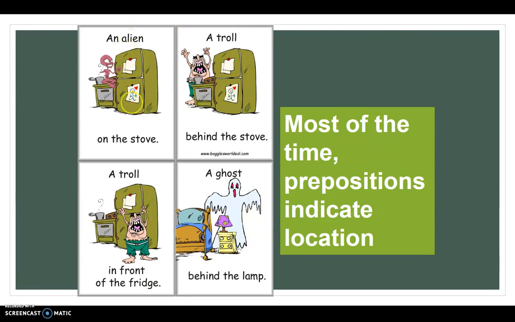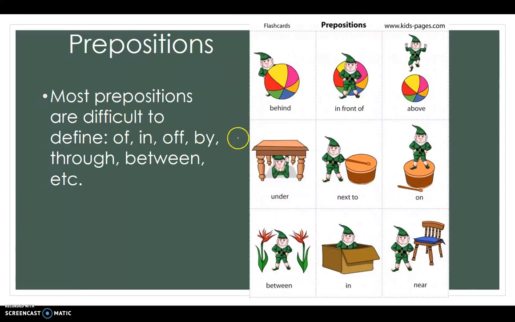We have an alien on the stove, so it shows location on the stove. Then we have a troll behind the stove. Then we have a troll in front of the fridge, or a ghost behind the lamp. So all of these show location, and that's what you will find most of the time, that prepositions indicate location. Most prepositions are difficult to define: of, in, off, by, through, between, but most of the time, again, location.